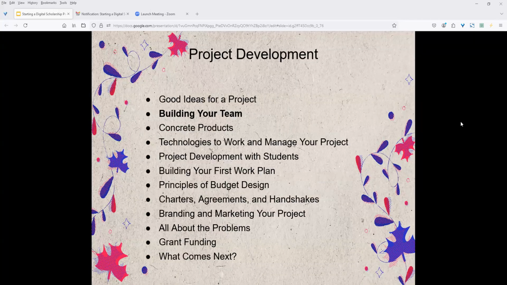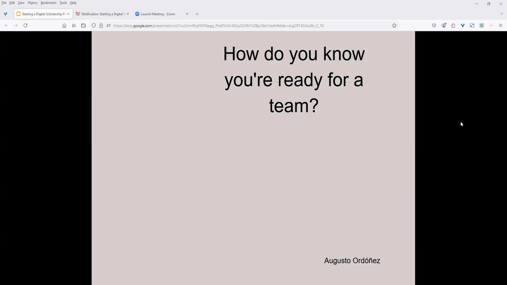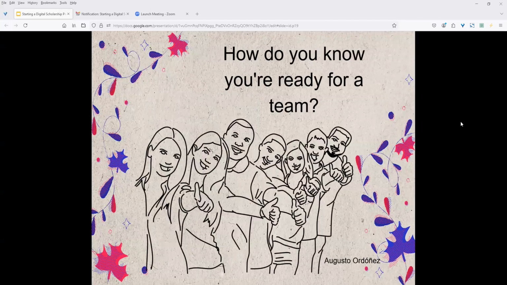All right, so the next step is building your team. Once you have determined that you have a good idea, it passes muster, you've talked with friends and that, and it is feasible to implement, you think, yes, I can actually see doing it, then you need to build your team. How do you do that? How do you know that you're actually ready for a team?